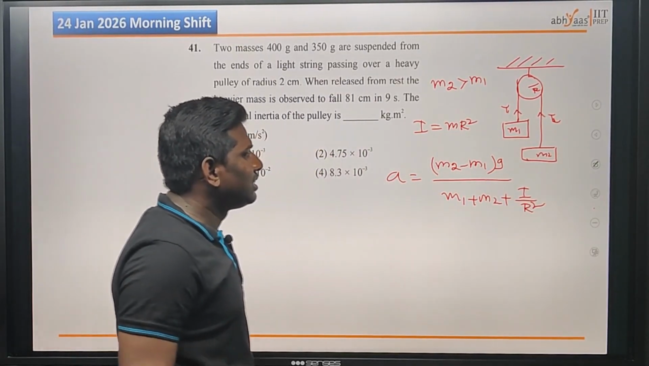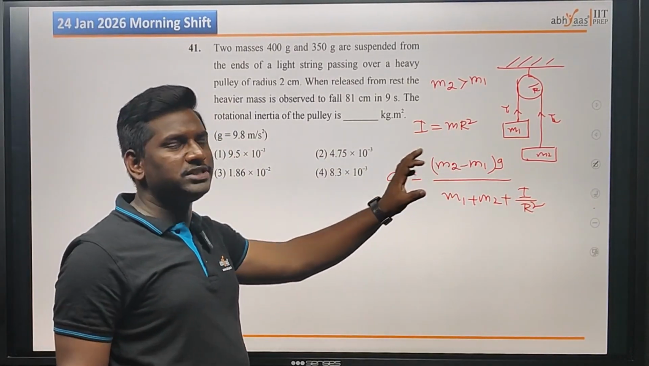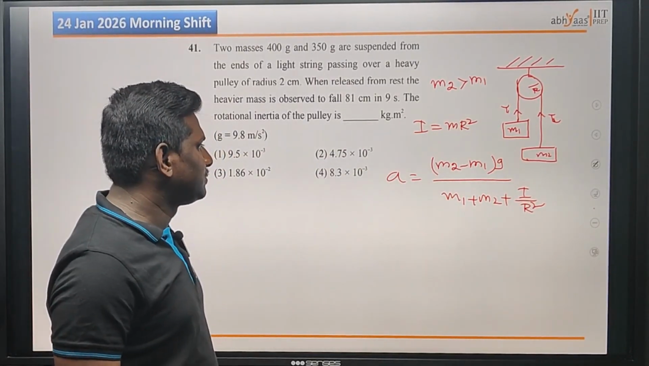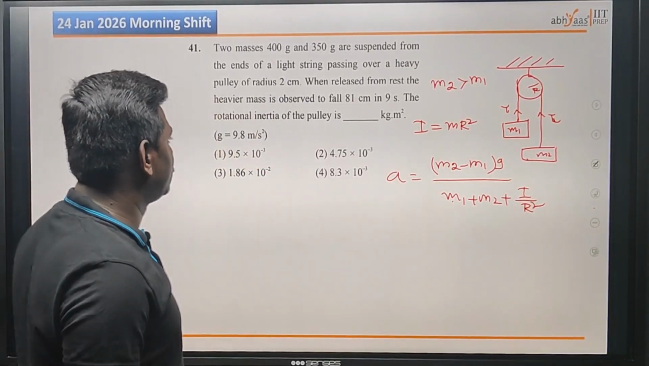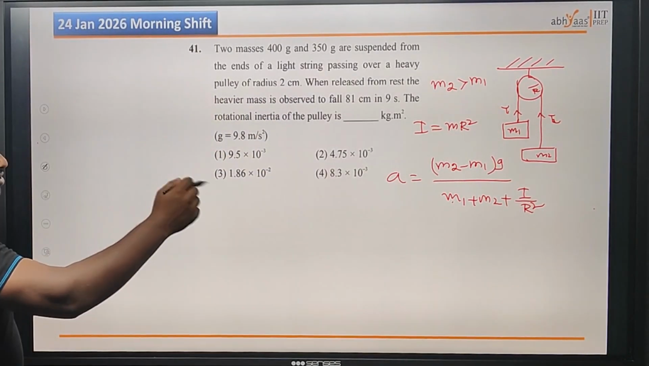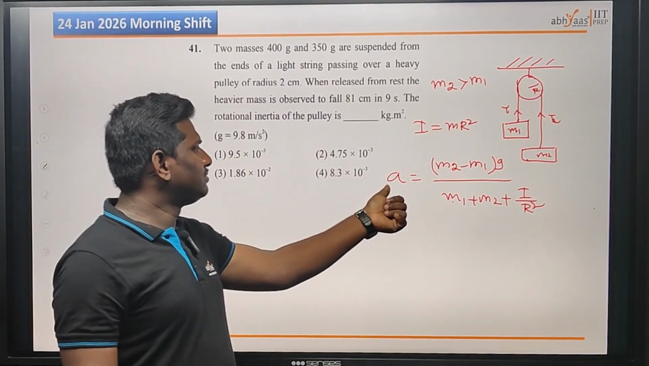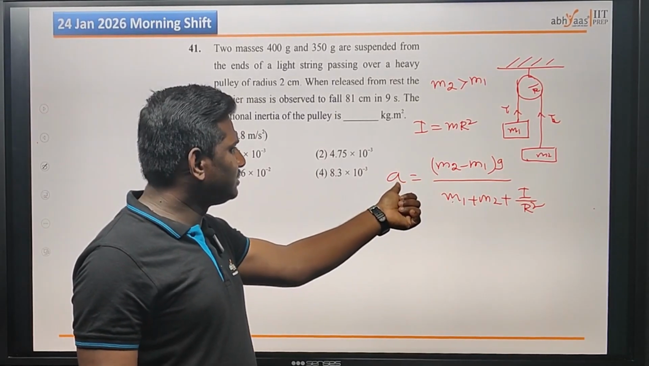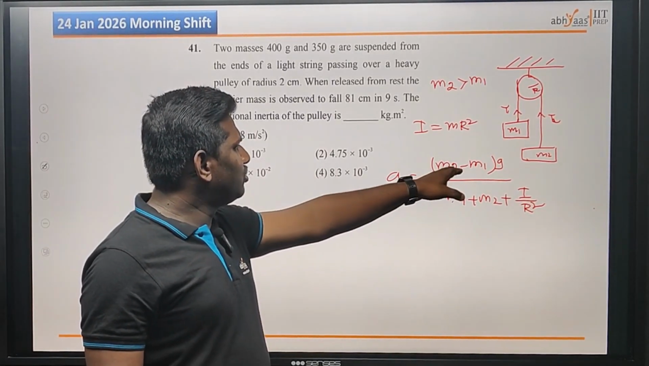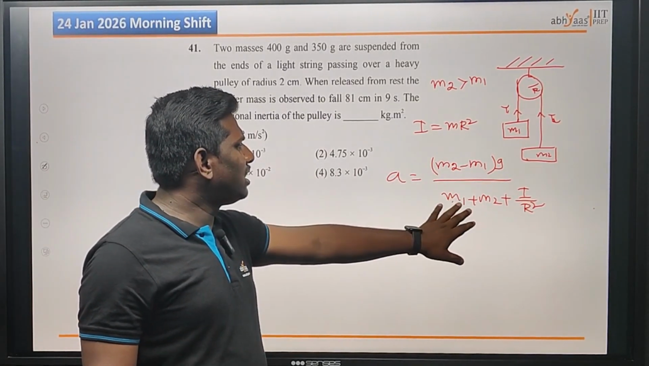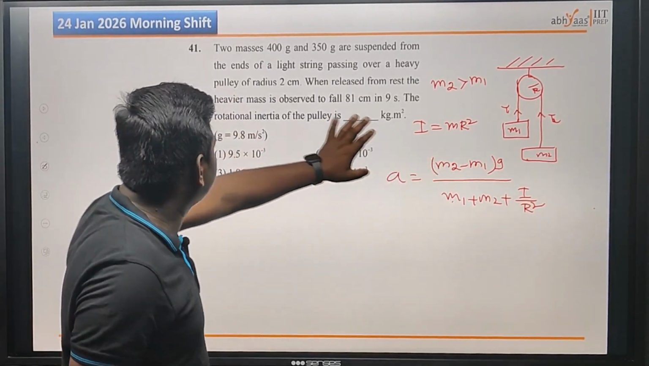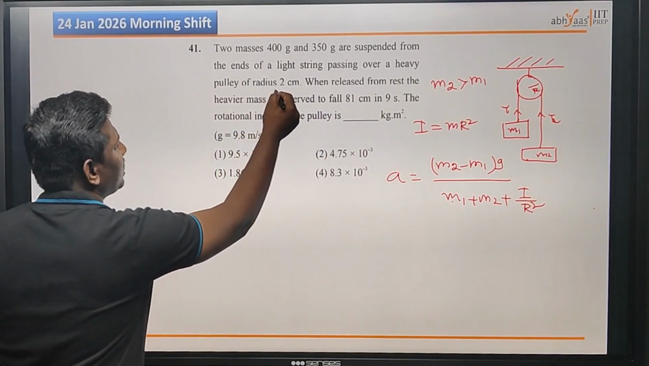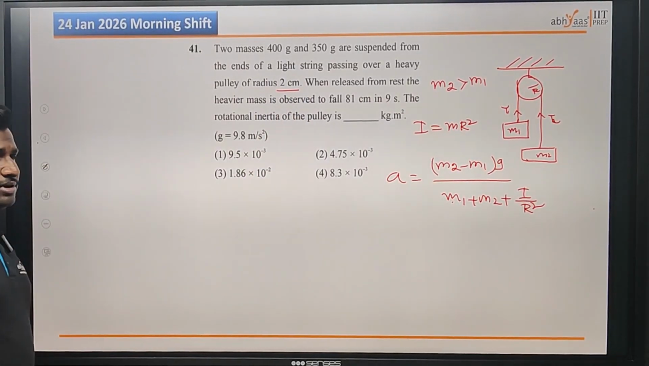I by r square. This is a very simple condition to remember. Total mass. You are having total mass. So next one, you have to find the value of acceleration. You know this one, m2, m1 and m1, m2. You have to find I, and r is there. We are having r equal to 2 centimeter.